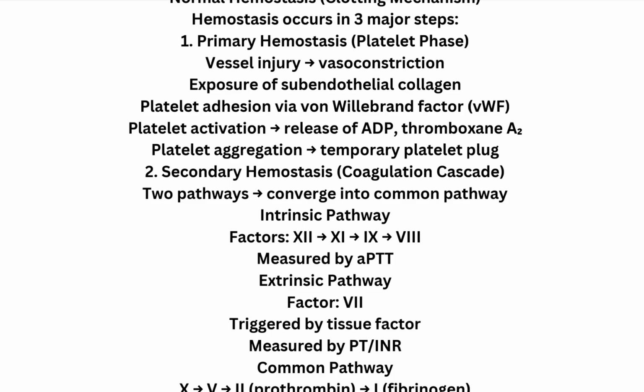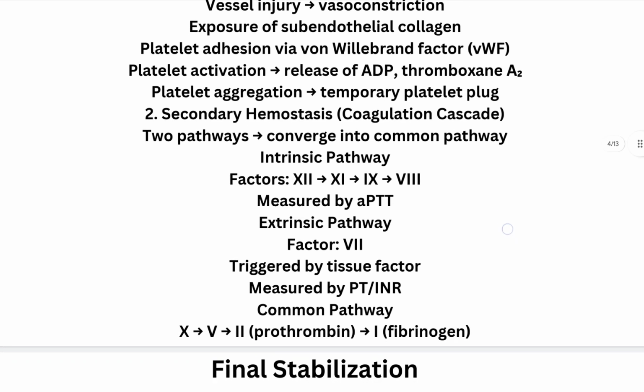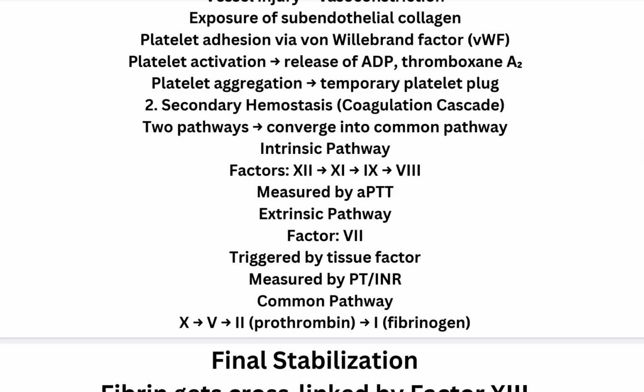The second stage is secondary hemostasis, which is the coagulation cascade. Basically in the coagulation cascade there are two pathways. One is our intrinsic pathway and another is our extrinsic pathway. The intrinsic pathway is mediated by factor 12, factor 9, factor 11 and factor 8. It is measured by our APTT. The extrinsic pathway is predominantly factor 7, which is triggered by any kind of tissue injury, and is measured by our PT-INR.